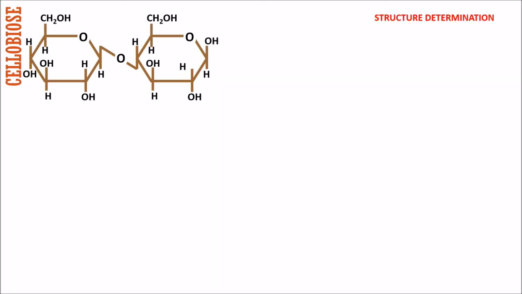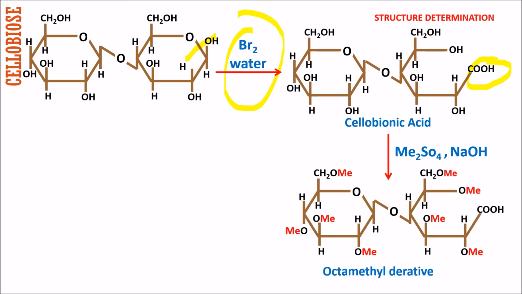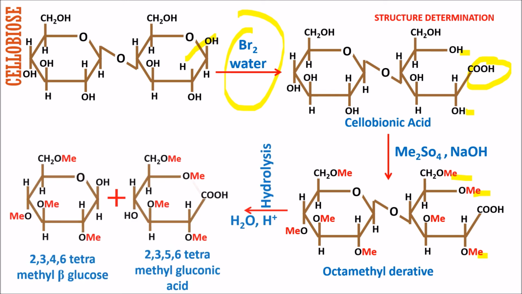Now let us see the structural determination of cellobiose. Cellobiose, after oxidation in presence of bromine water, forms cellobionic acid. Here the bond breaks and the open chain structure containing one COOH group is formed, which is known as cellobionic acid. Cellobionic acid, after complete methylation, forms octamethyl derivative. All the free H plus are replaced by methyl groups, while subsequent hydrolysis of this octamethyl derivative forms two different monomers, that is 2,3,4,6 tetramethyl beta glucose and 2,3,5,6 tetramethyl gluconic acid.